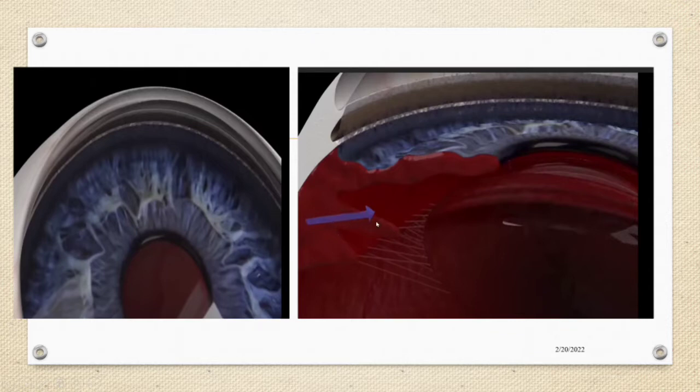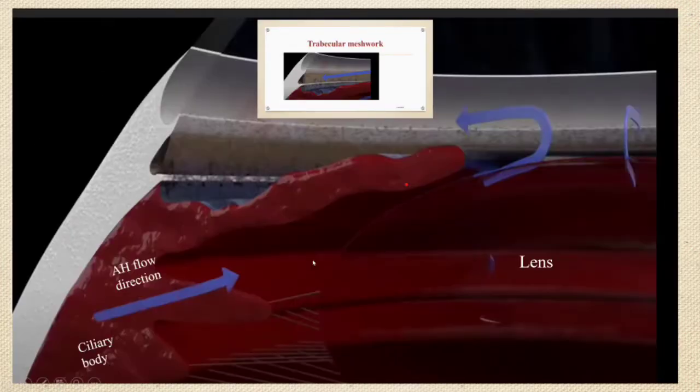This is the ciliary body muscles. The ciliary body has processes which attach to the lens. This portion is the posterior chamber, where the aqueous humor is secreted from the ciliary body. From here, the aqueous humor flows to the anterior chamber through the pupil. This is the pupil, and this is the iris. From there, the aqueous humor flows out of the eye through the trabecular meshwork, which we will study in coming slides. You can see the direction of flow of the aqueous humor.